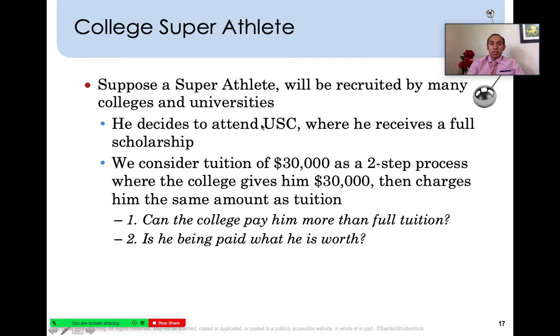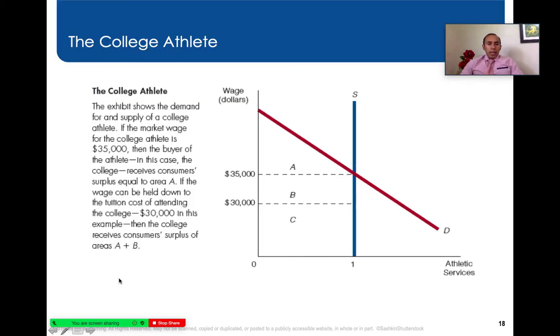Especially when some big schools do get multi-million dollars in terms of TV broadcasting, filling up the stadiums, and so on. But they get a lot of benefits as well. Okay, let's take a look at the model for athletic performance.